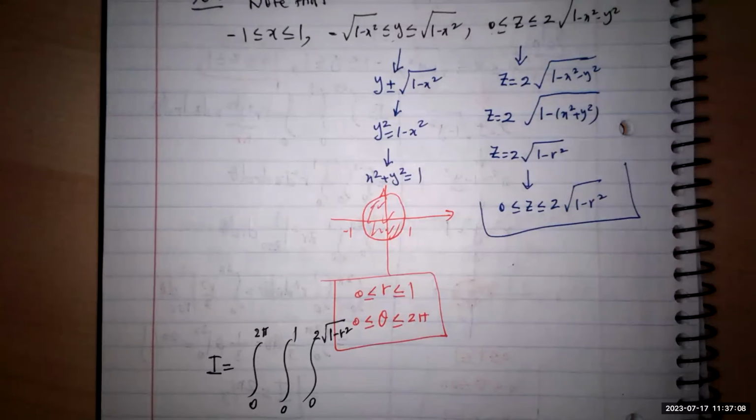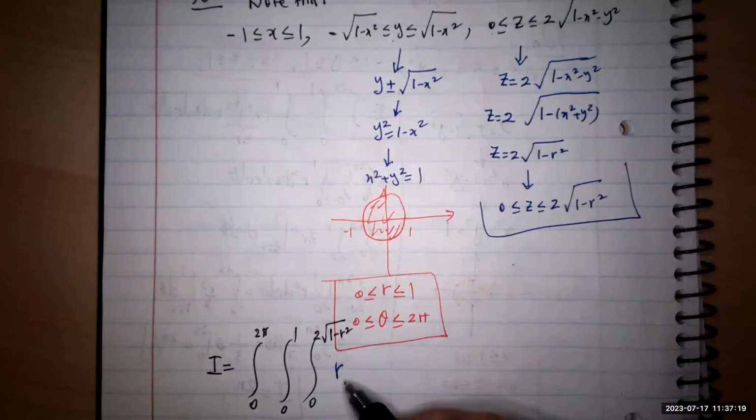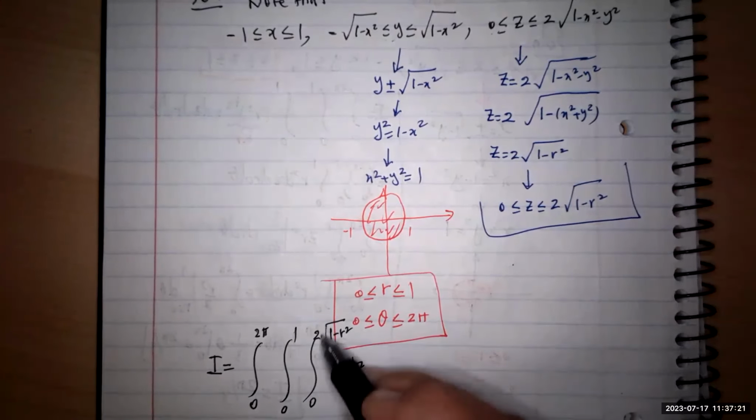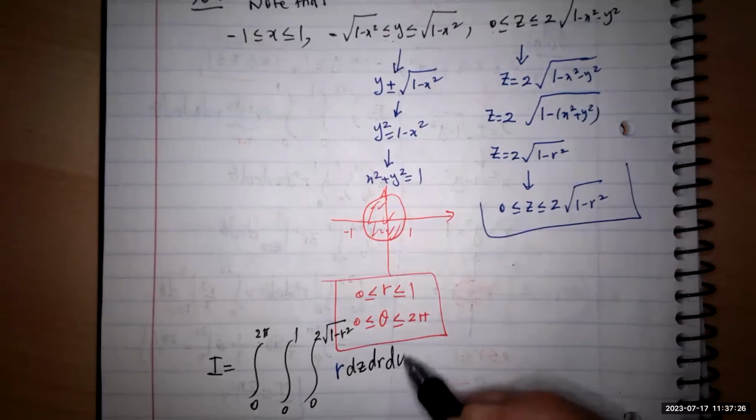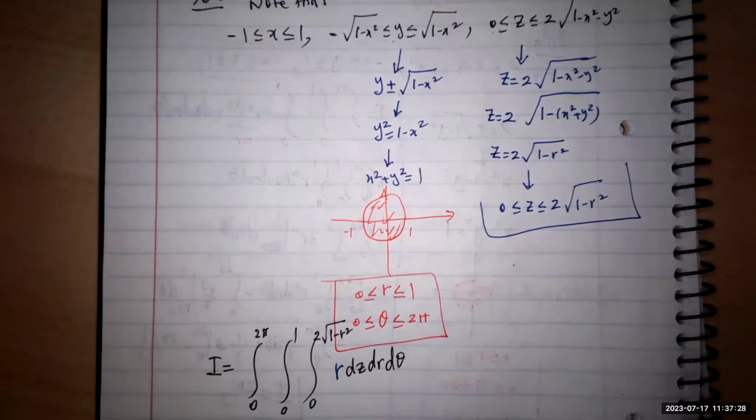Okay, so there was no function here, but remember the extra r. When you switch coordinates, we have the extra r, the Jacobian. And as you did it, you do the dz first, then you do the r and do the theta. So this is how you set up your integral. Okay, so this is it. Any question? The integral is easy to evaluate.